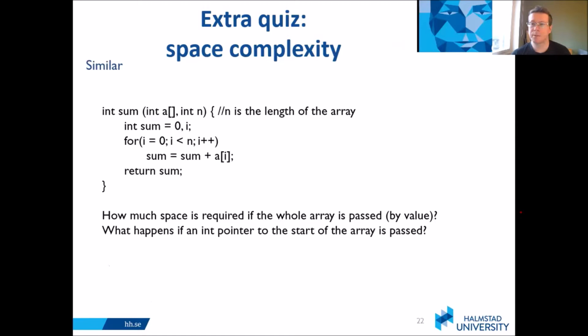Okay, space complexity. This is very similar to time complexity. You just basically count stuff within your program. We've got a C++ example here where we're either passing by value or passing by reference, if you remember that. In this example, how much space is required if we're passing a whole array by value? Well, it will be big O of n. So it's polynomial.